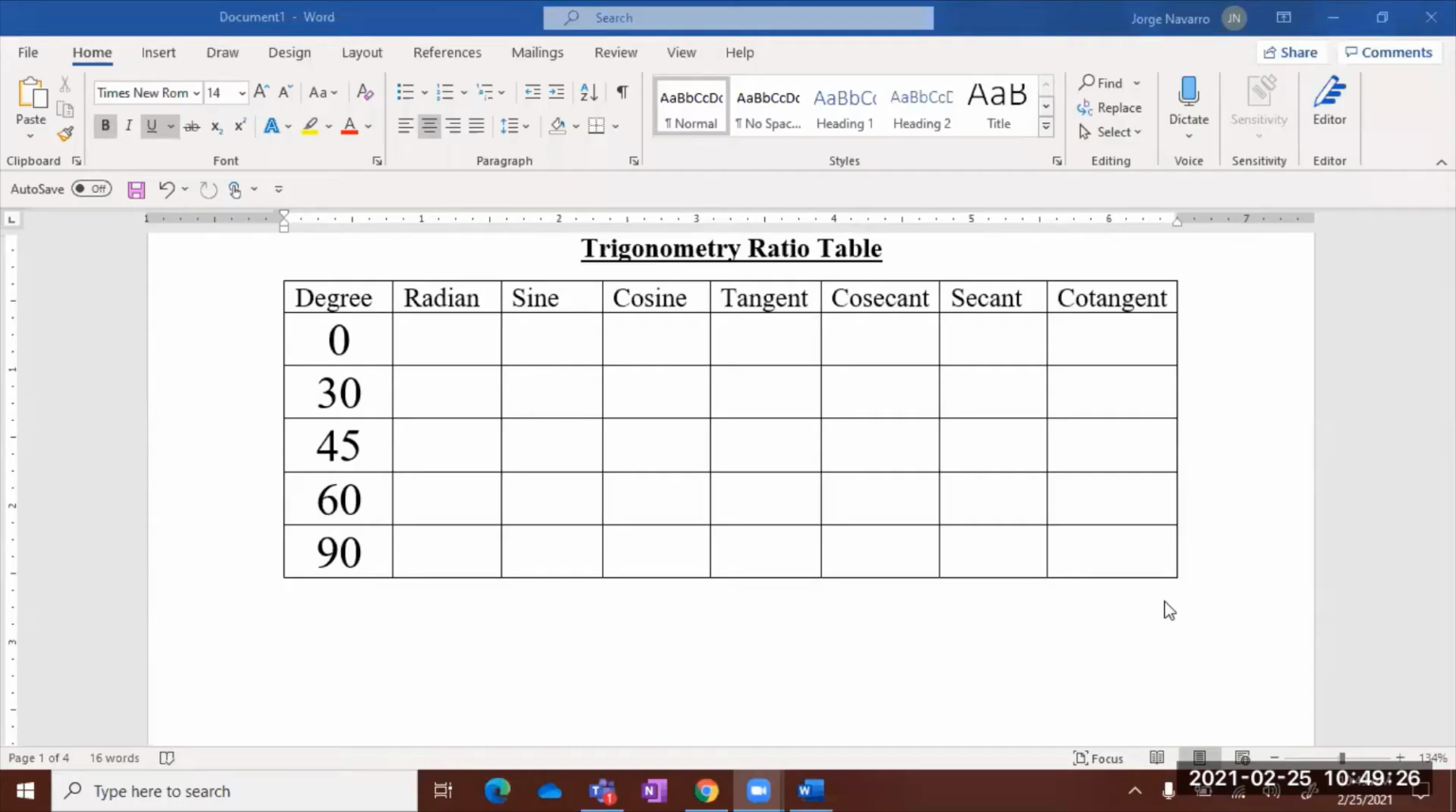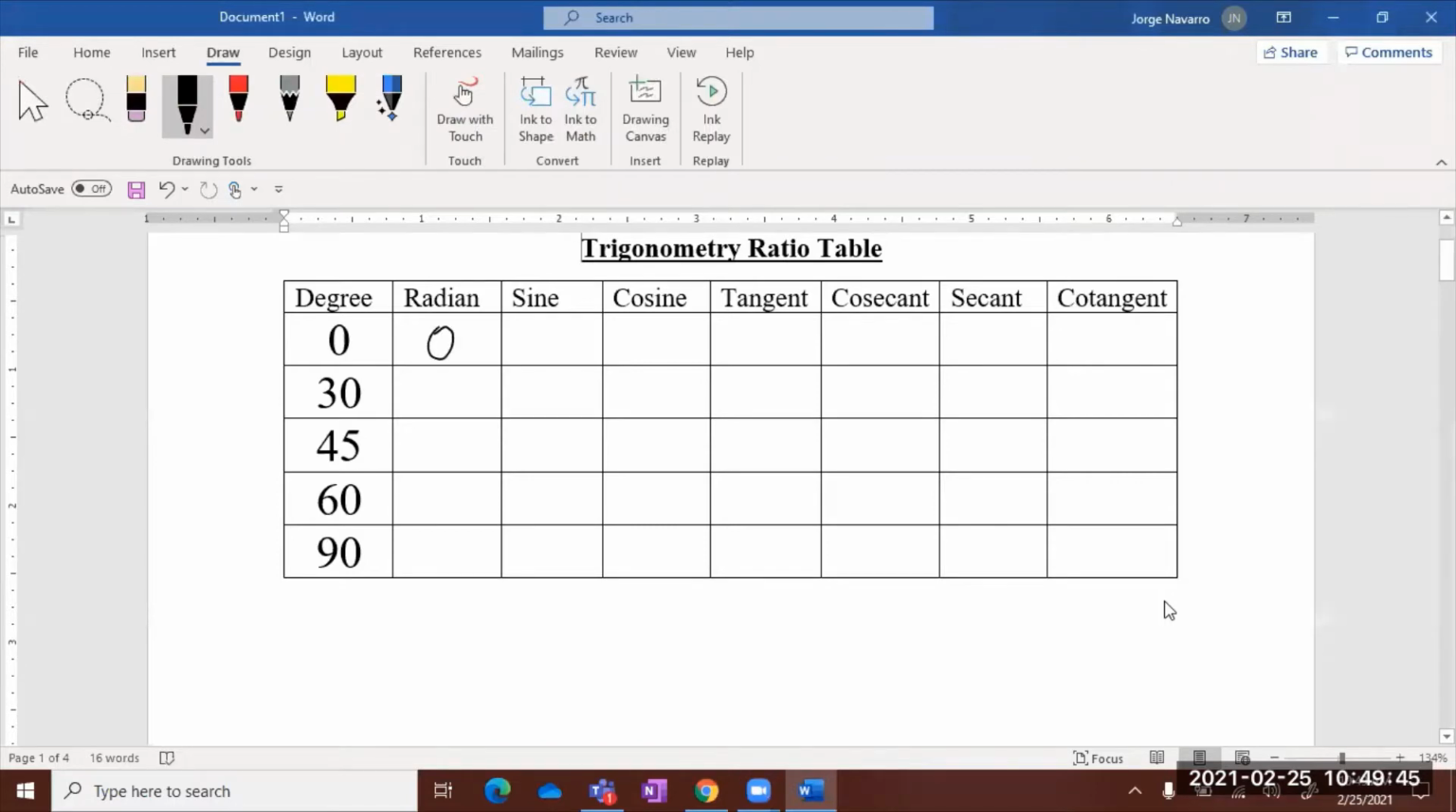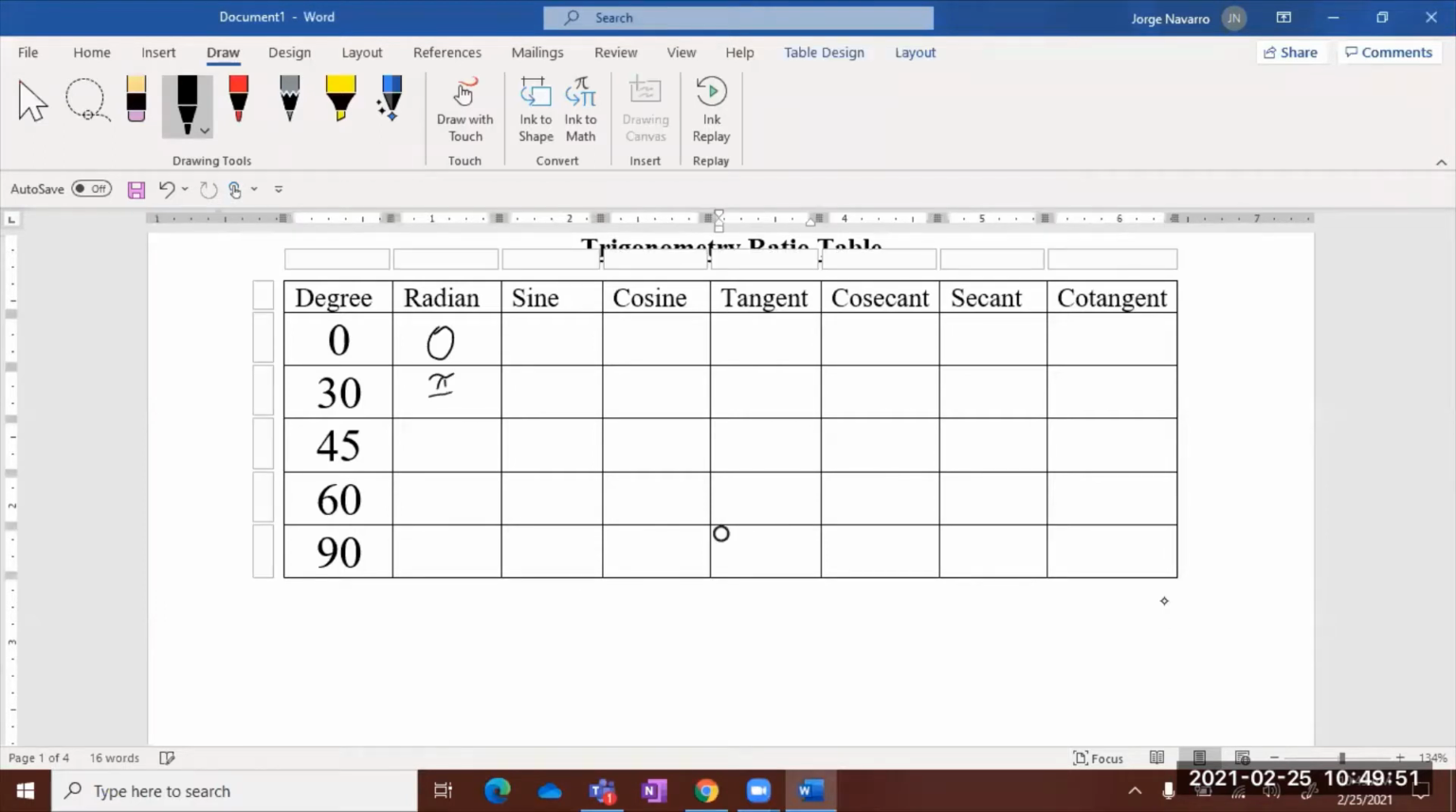Table and then work with the ratios. So you can go to your previous notes for me, please, and assist me in, of course, entering the values in the table. We know that 0 degrees is 0 radian. You should know that by now. I know that 30 degrees, I believe, is pi over 6 radian. You can please check that for me.